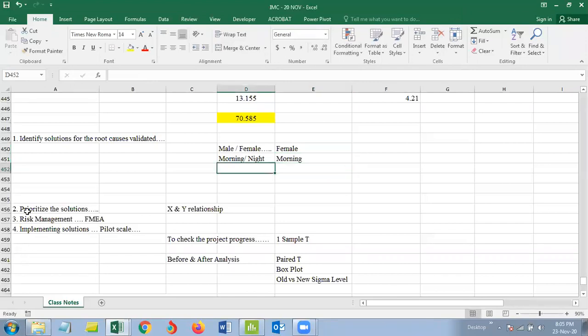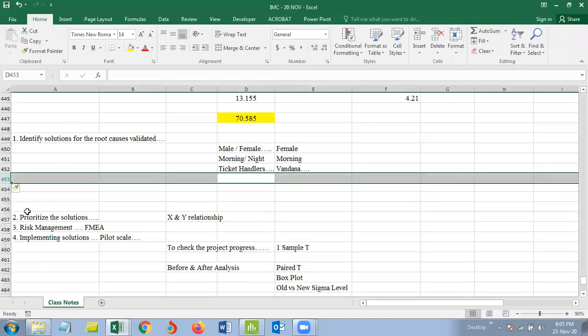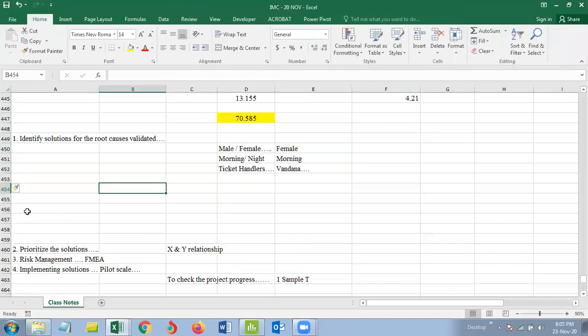Probably I compared the ticket handlers, and I used ANOVA for that. I found Vandana was the best. Well, I know who's good and who's bad, so some bit of information I already have. It's just about going ahead and understanding. There's a technique called 5Y analysis, or it's also known as YY analysis. That's what we do to get down to the root cause level, the bottom of the root cause.